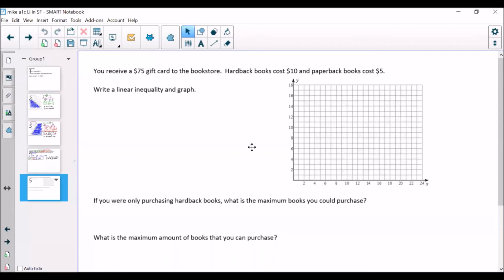Okay, so for this last problem, we have ourselves another word problem, but there's a graph off to the side also. You receive a $75 gift card to the bookstore. Hardback books cost $10 and paperback books cost $5. So write a linear inequality.